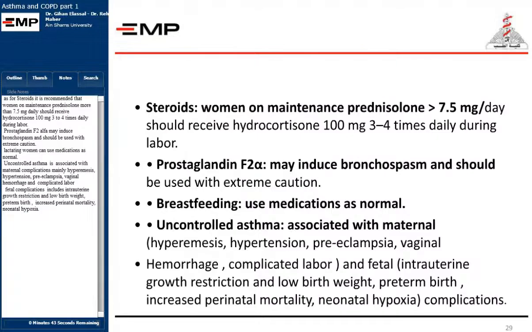As for steroids, it is recommended that women on maintenance prednisolone more than 7.5 mg daily should receive hydrocortisone 100 mg 3 to 4 times daily during labor. Prostaglandin F2 alpha may induce bronchospasm and should be used with extreme caution. Lactating women can use medications as normal.